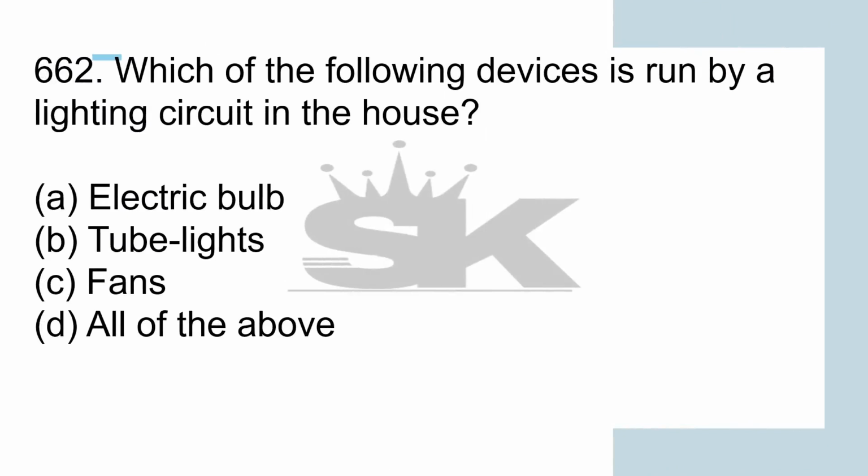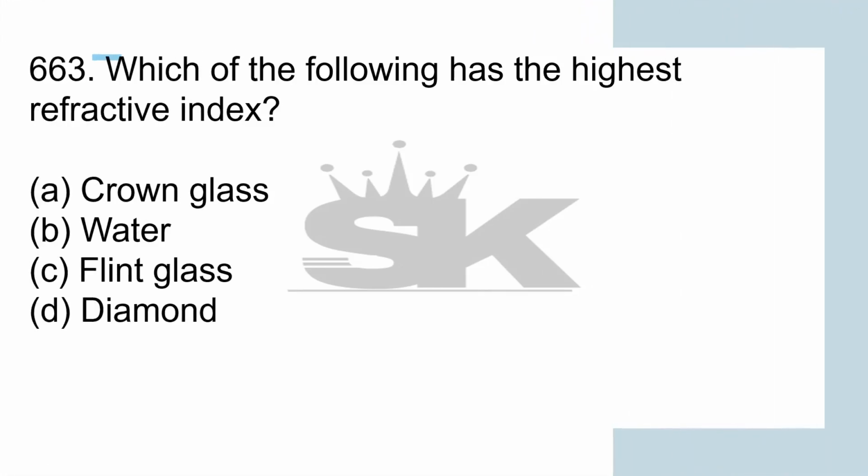Which of the following devices is run by a lighting circuit in the house? Options are electric bulb, tube light, fans. So all of the above. Which of the following has the highest refractive index? Everyone knows that, right? It is diamond.